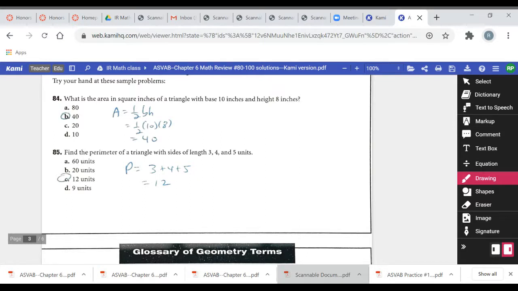On 85, the perimeter of a triangle, the way I think of a perimeter is how much fencing it would take to go around that triangle. So if I add up 3 plus 4 plus 5, I get 12.